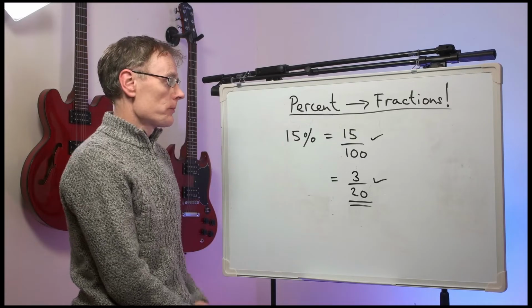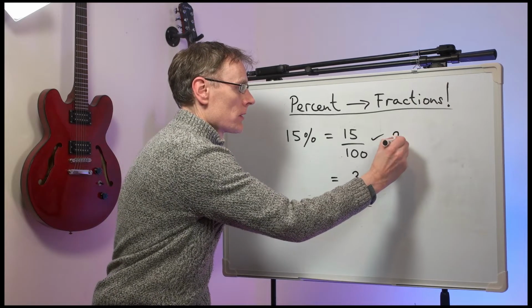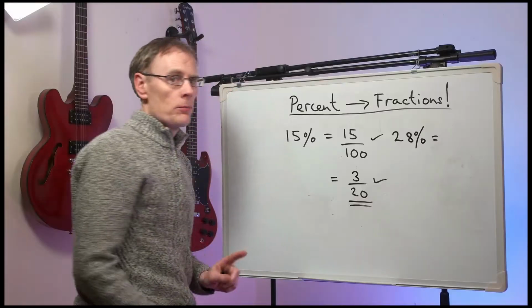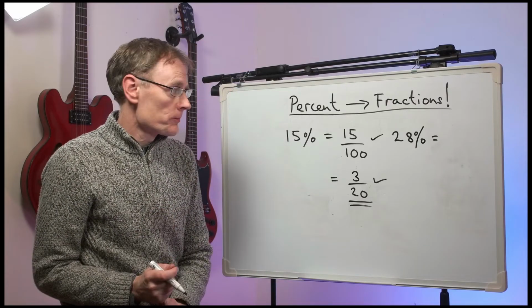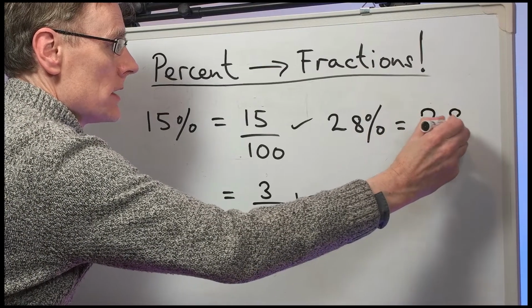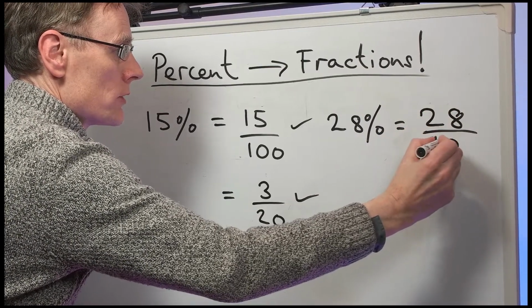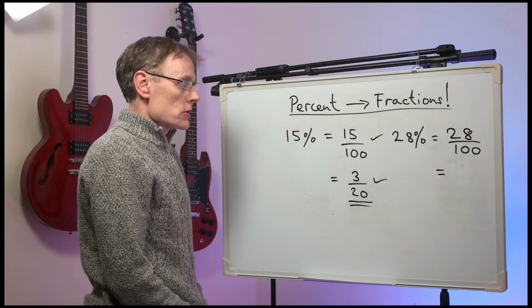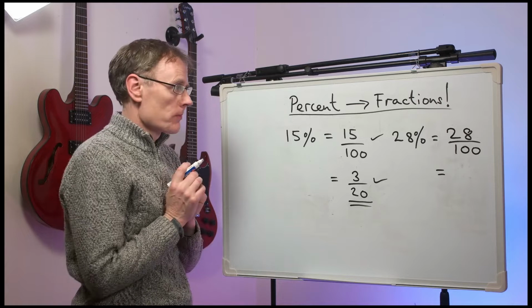Let's look at another one. Let's say 28%. So, percent means out of 100. 28% is 28 out of 100, 28 hundredths. So we need to reduce that to its lowest terms.